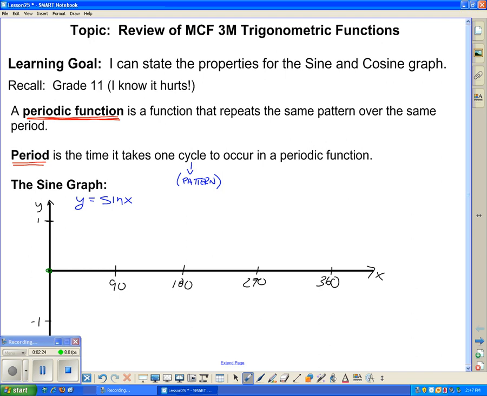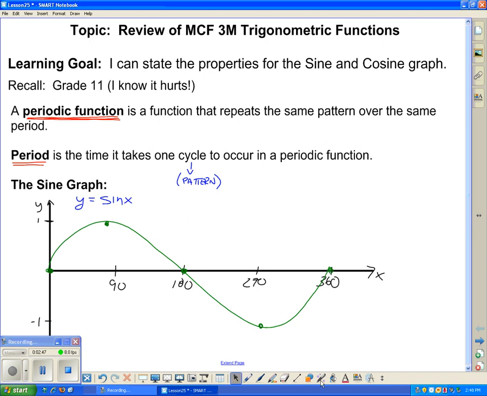It's 0. Punch in sine of 90 degrees. Sine of 90 is 1. Sine of 180 is 0. Sine of 270 is -1. Sine of 360 is 0. There's your cyclic pattern. You just need to connect it now with a smooth curve. And there we go. There is your sine graph.